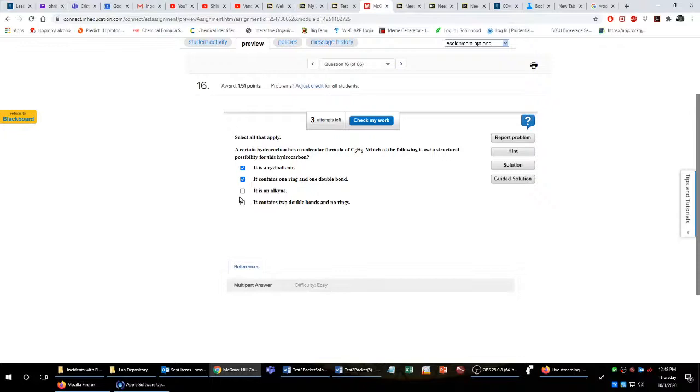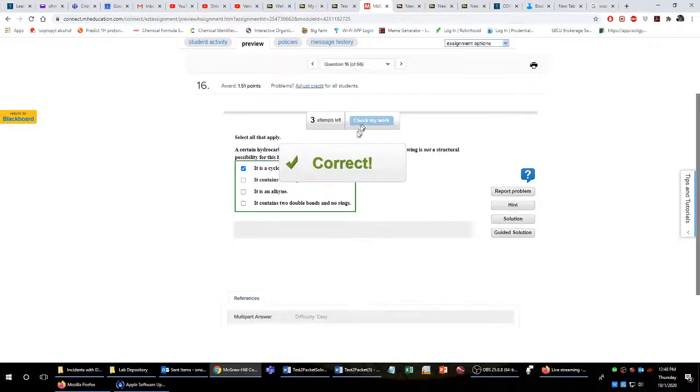So if it's C5H8, a saturated linear alkane would be C5H12. So we need 4 fewer hydrogens, divide by 2. That means that we have 1 pi bond or 1 ring, 2 pi bonds or 2 rings. So it's definitely not a cycloalkane. It can contain one ring and one double bond. It is an alkyne or contains 2 double bonds and no rings. Wow, these are literally the same answers. Surprisingly uncreative, but that's basically how you would do those.